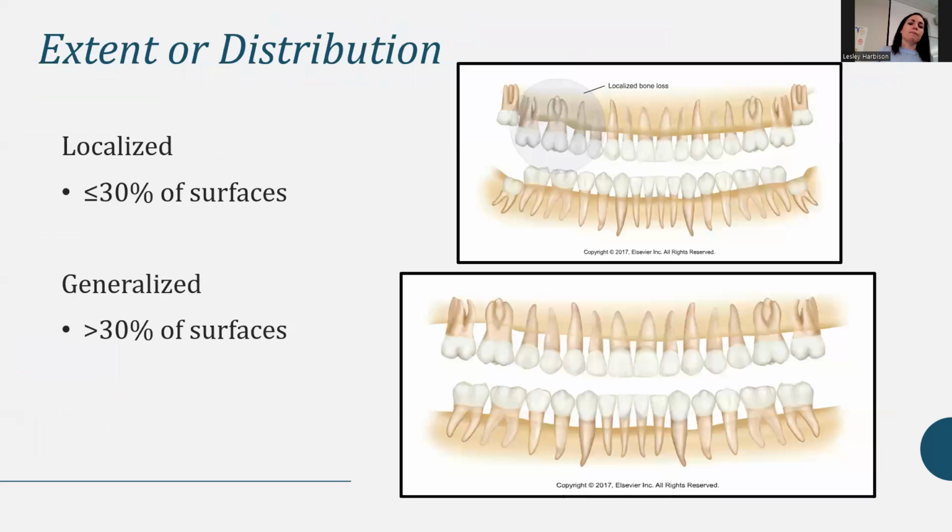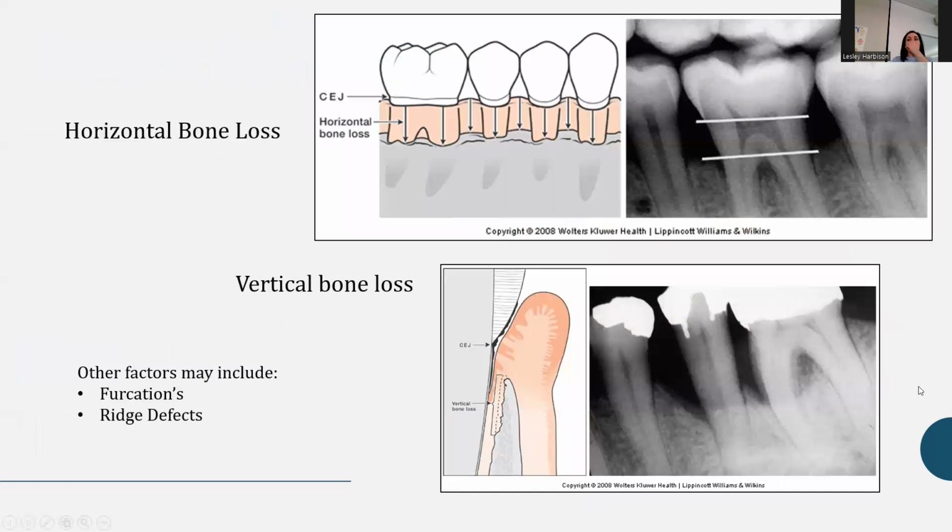Okay, so here's just another example of the extent. We'll take a break in a minute, I know. So localized, you can see we're just dealing with a few teeth, and then generalized, it's more teeth. So now we're going to talk about the horizontal and the vertical bone loss.